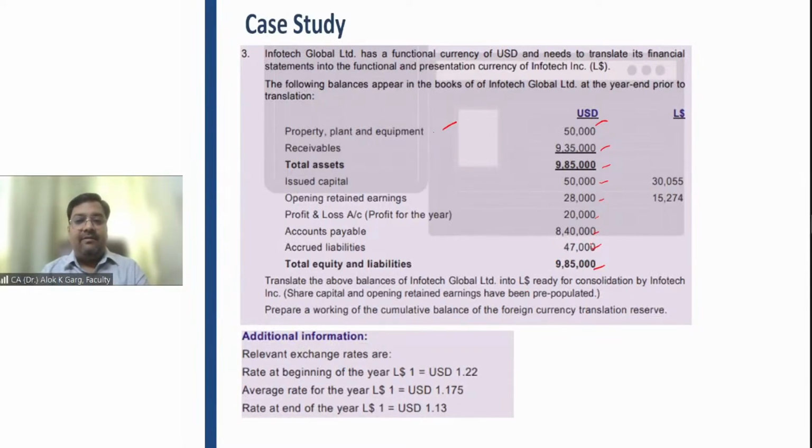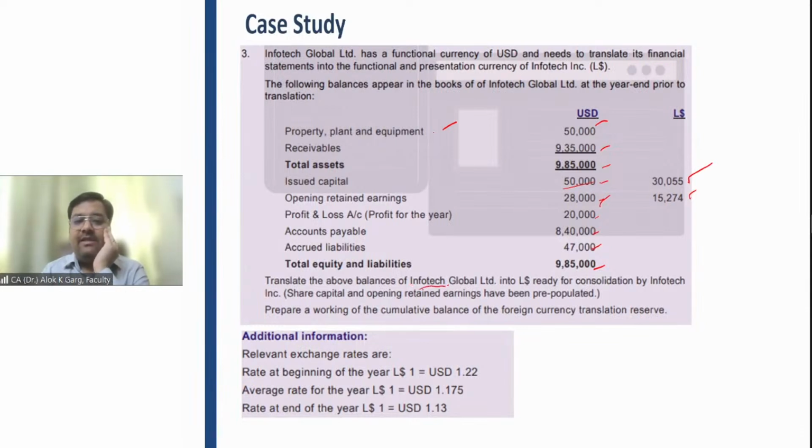Total is 9,85,000, right? And the historical rate. Issued capital value is given, which is a historical rate. Opening retained earning value is also given, which is basically the closing value of the last year.